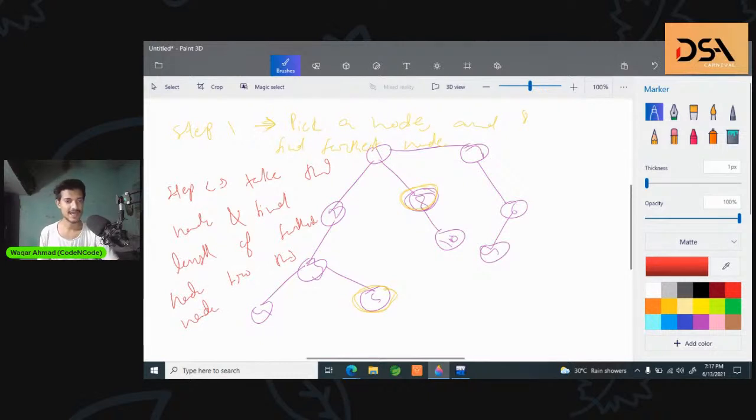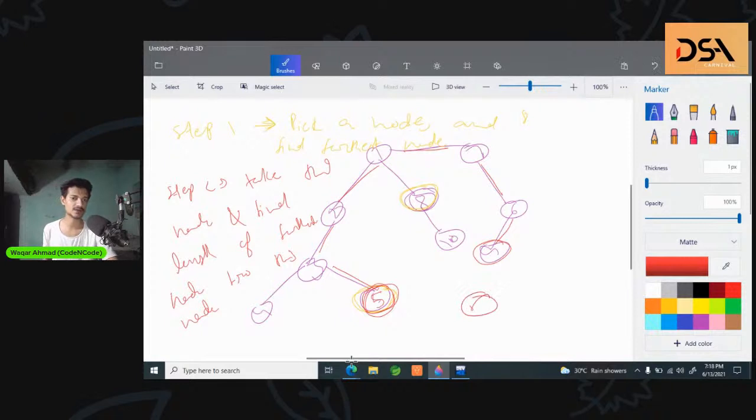So step one is choose any node. In our case, we chose node 8. Find the farthest node, and the farthest node we picked was node 5. Now the second step is, starting from node 5, find out the farthest node, the length of the farthest node. From node 5, the farthest is this, and the length is 1, 2, 3, 4, 5, and 6. So the length of the diameter is 6.